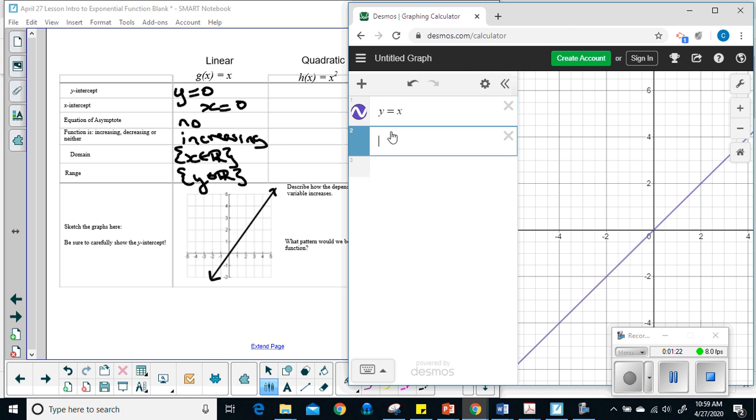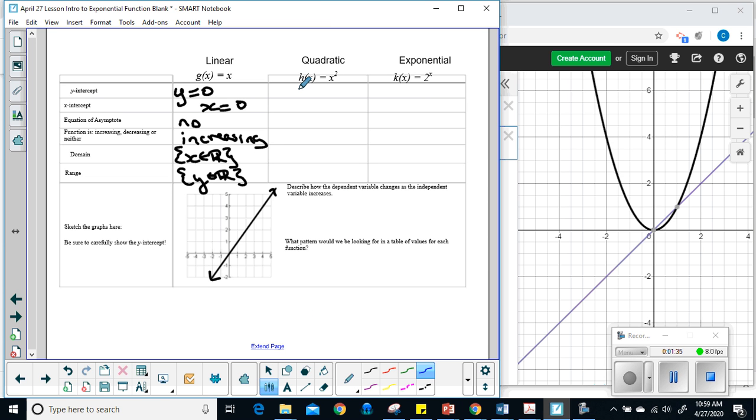So let's come on over here and let's switch it up, and let's put in our quadratic, so just our very most basic quadratic, y equals x squared. So we've got our swoosh. So let's write down some important things here. Our y-intercept, in this case, is also at the origin. So we've got y equals 0. Our x-intercept is at x is equal to 0. We have no asymptote.